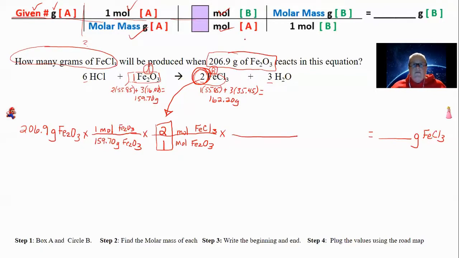And my next step is 1 mole. I'm writing 1 mole because it's written in black and I have to write everything identical, of B, FeCl3, and the molar mass of B, which is 162.20 grams of FeCl3, equals, now in the calculator, Mario, because he wants to get to Princess Peach, will take this pathway.